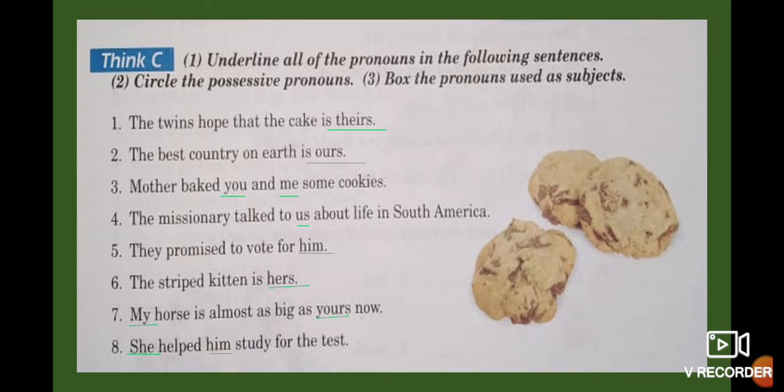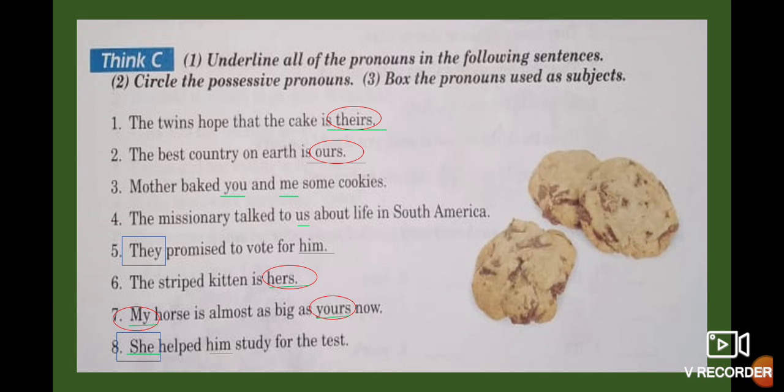So we develop the first activity. We underline all the pronouns. Now, second activity, circle the possessive pronouns. In that case, we have theirs, so we circle with red, ours, then we have hers, and also we have my and yours. These ones are the possessive pronouns. Now we develop step number three. In that case, we box the pronouns used as subject. That means the subjective pronouns. In that case, we find sentence number five, they, and also sentence number eight, she.